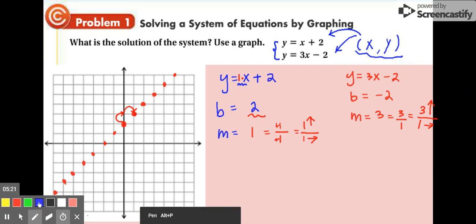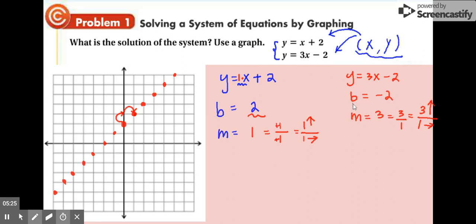Let me change the color. Okay, so now let's try to plot the y-intercept first. So where's -2? -2 is on the y-axis. And you're moving up by 3, so you have to jump up by 3, and you're going to the right by 1. So the next point will look like this.